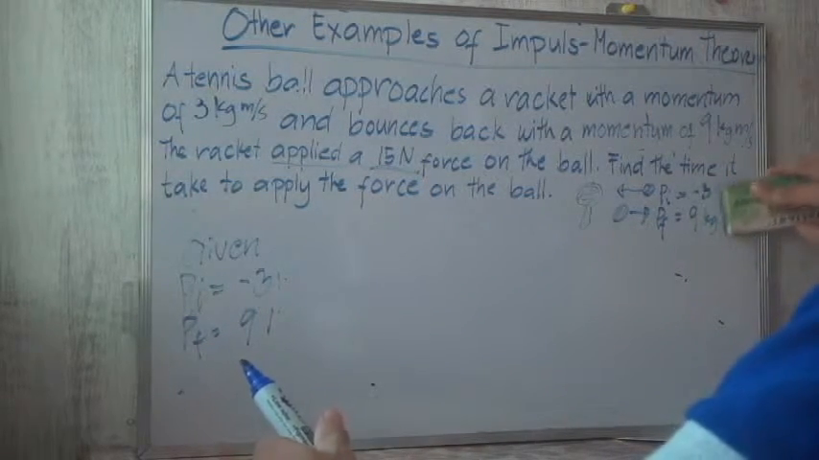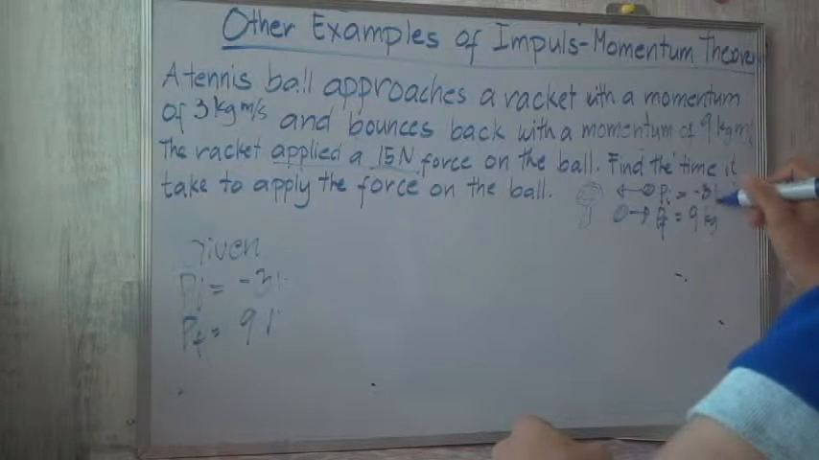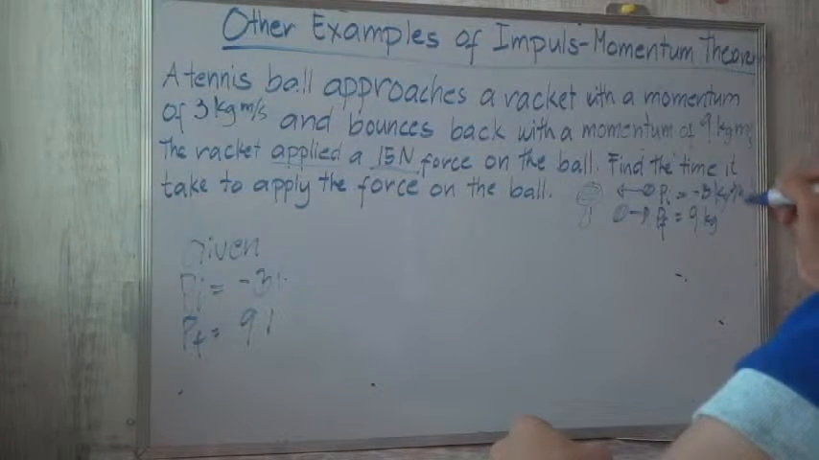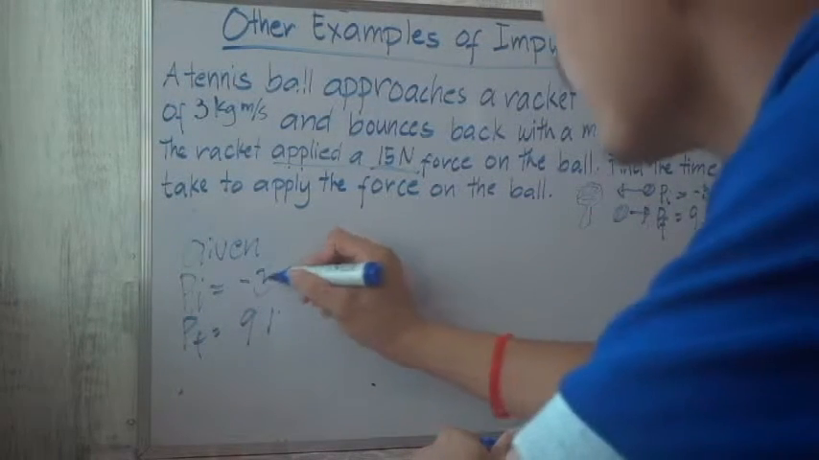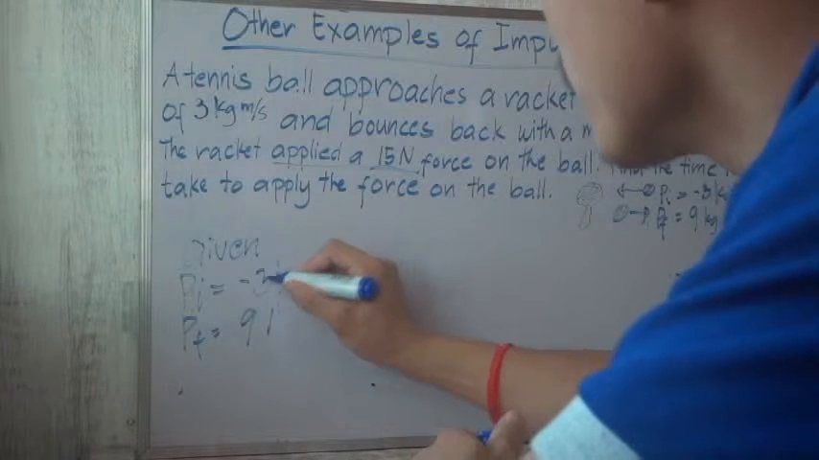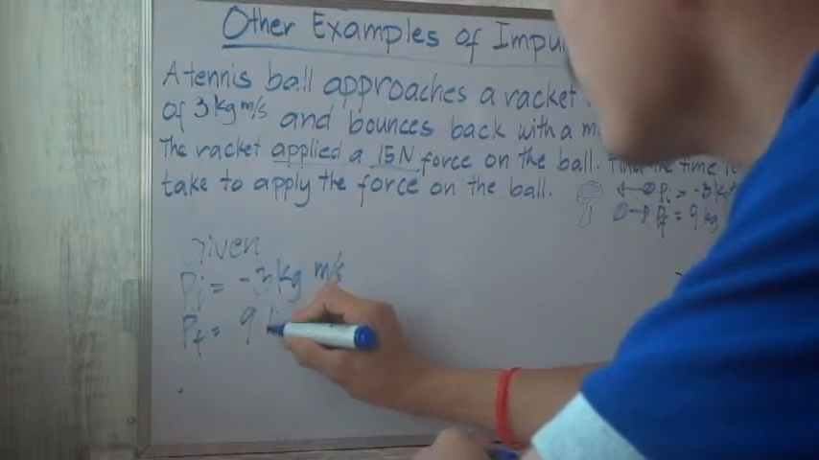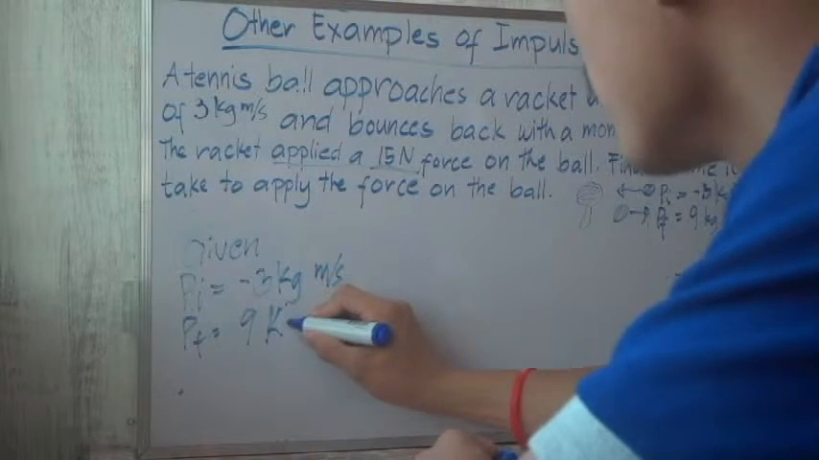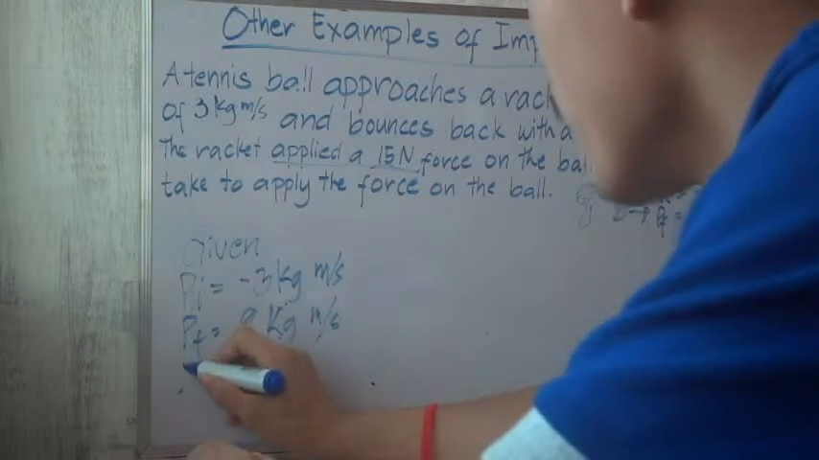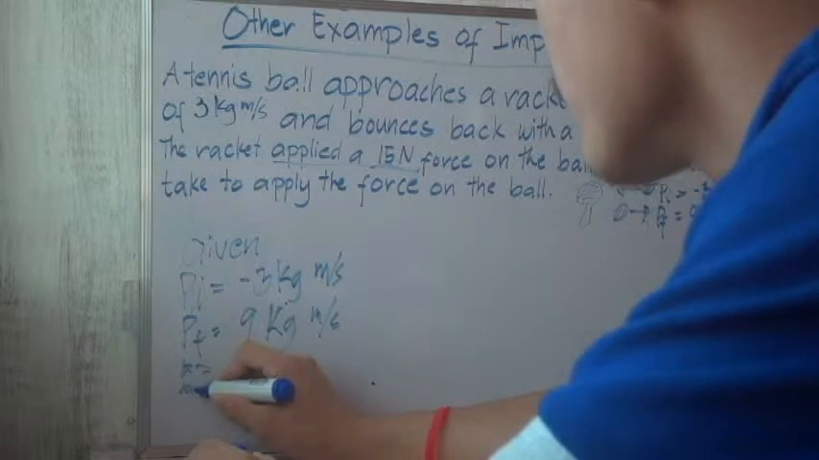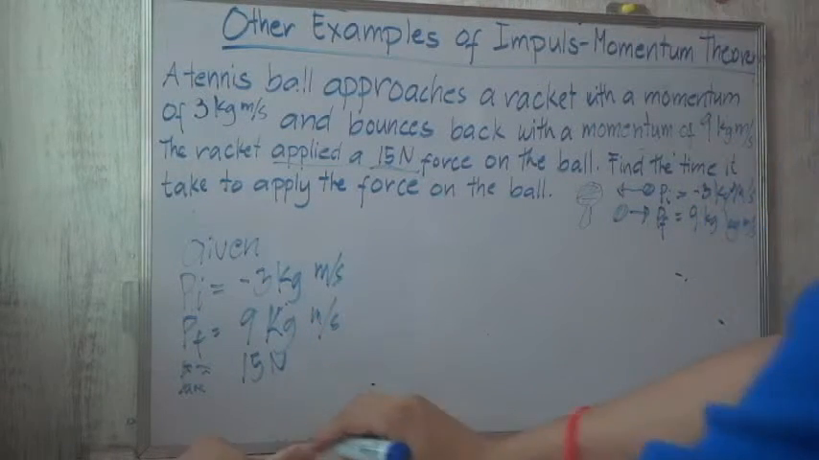Kilogram meter per second. So atong initial nga momentum kay negative 3 kilogram meter per second. So atong final nga momentum 9 kilogram meter per second. Kung natay given nga force average nga equal to 15 Newton.